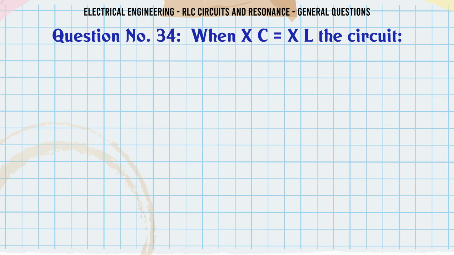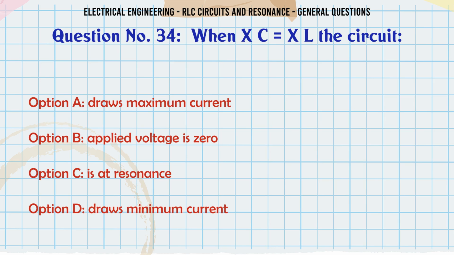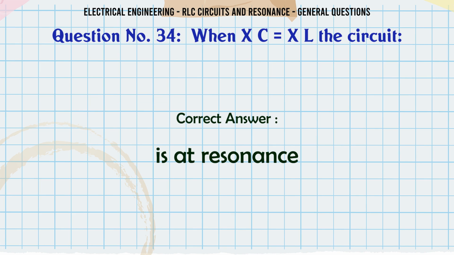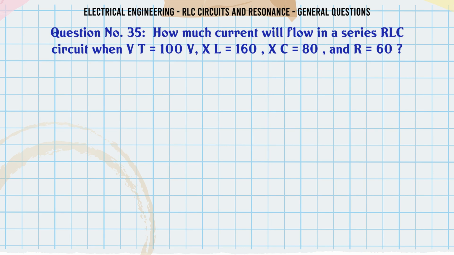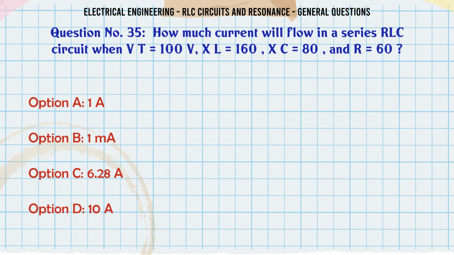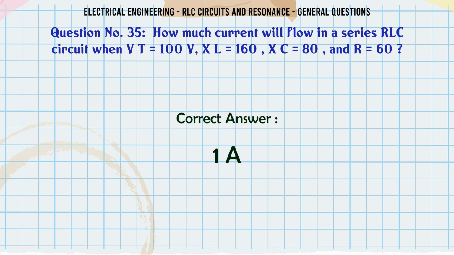When XC equals XL the circuit A. draws maximum current. B. Applied voltage is 0. C. is at resonance. D. draws minimum current. The correct answer is at resonance. How much current will flow in a series RLC circuit when Vt is 100 V, XL is 160, XC is 80 and R is 60? A. 1 A. B. 1 mA. C. 6.28 A. D. 10 A. The correct answer is 1 A.